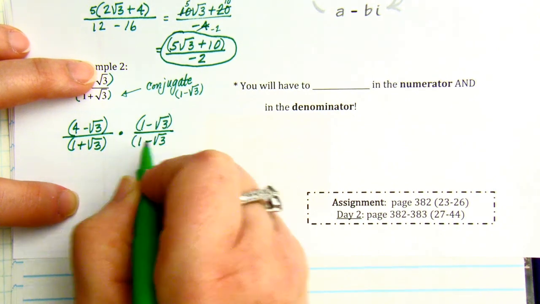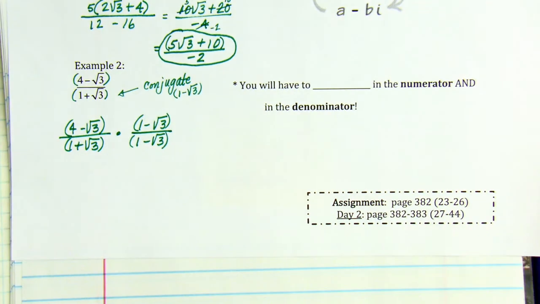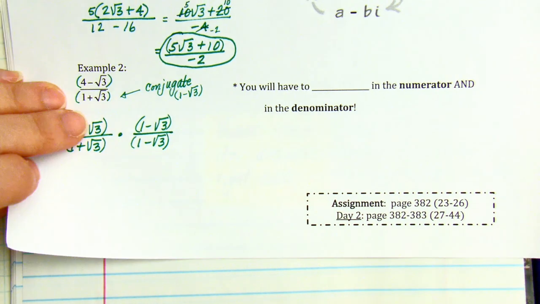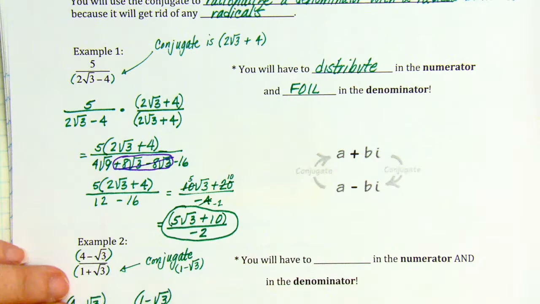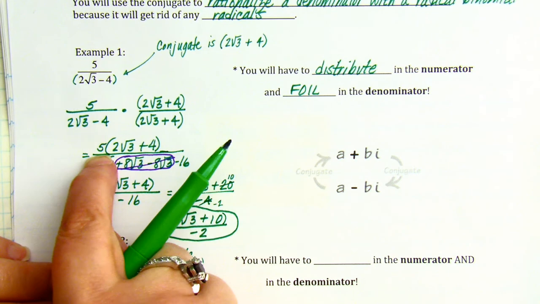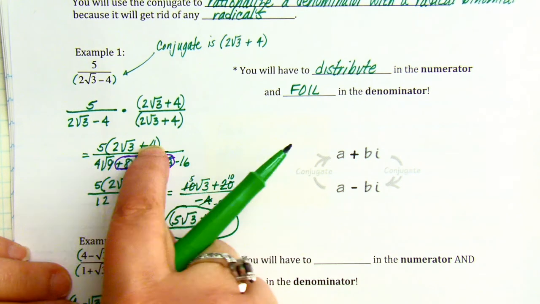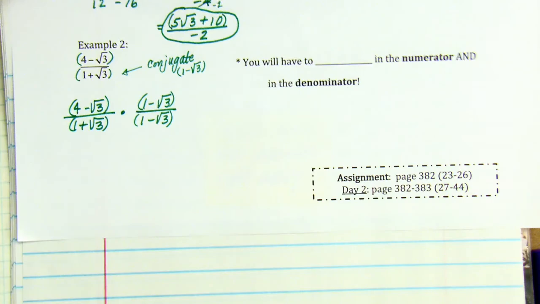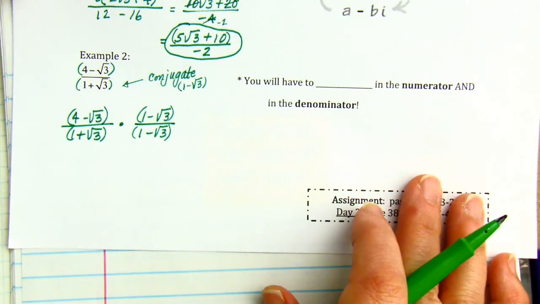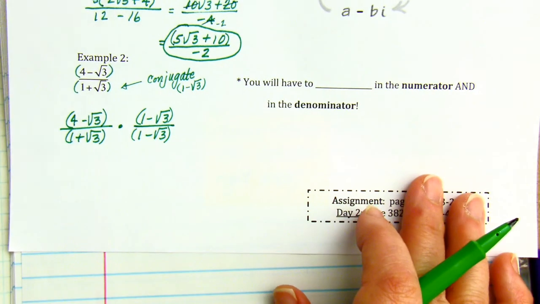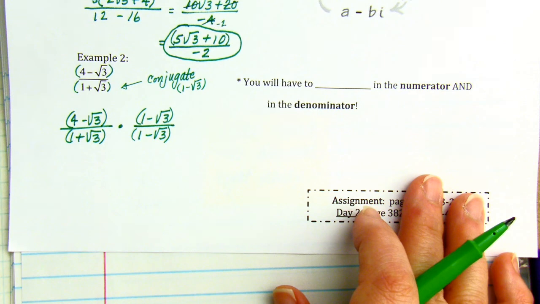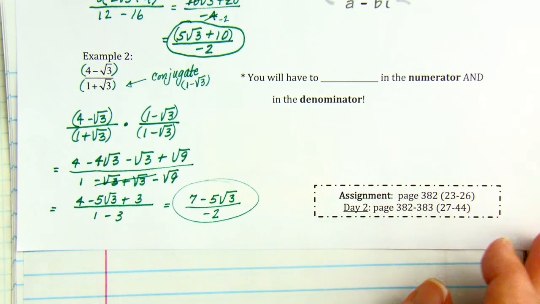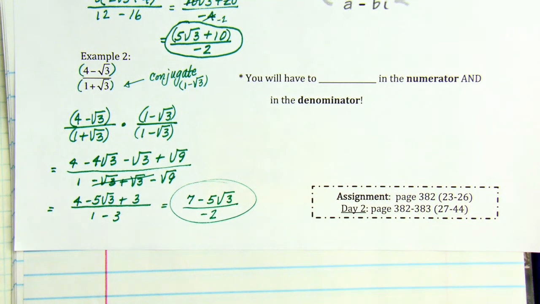And now this time you will have to FOIL in both the numerator and the denominator. You see, before we didn't have 2 binomials in the numerator, right? We just had a constant times this binomial. But now we have 2 binomials in the numerator. So why don't you pause the video and see what you could do with this one, with all your simplifying and such. Okay, hopefully you pause the video and try this one on your own.